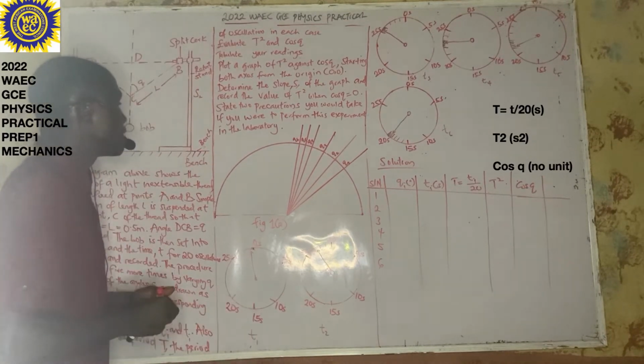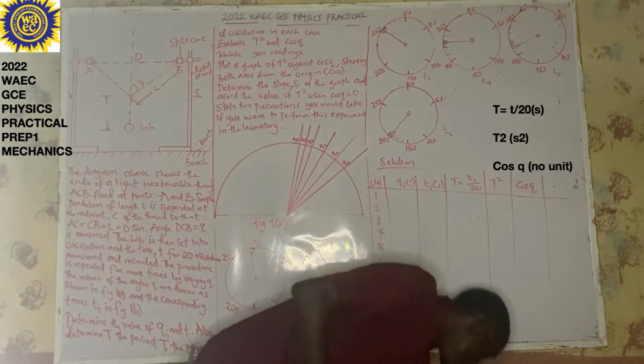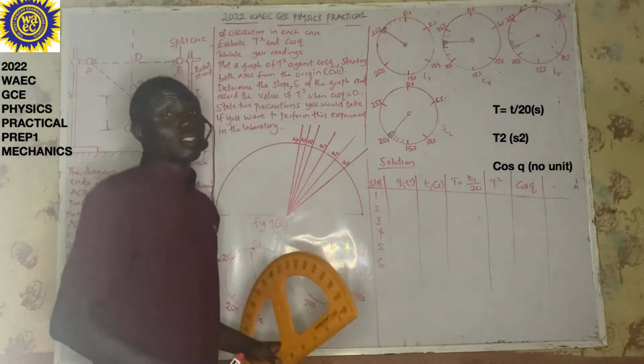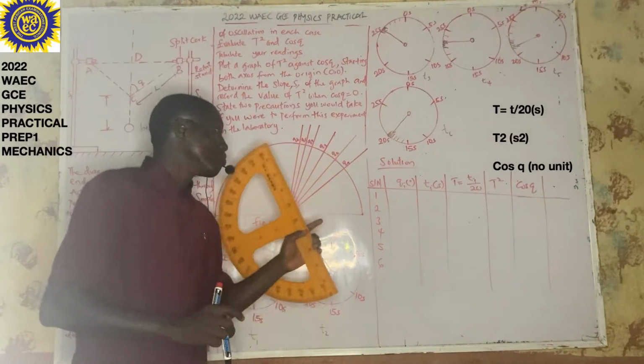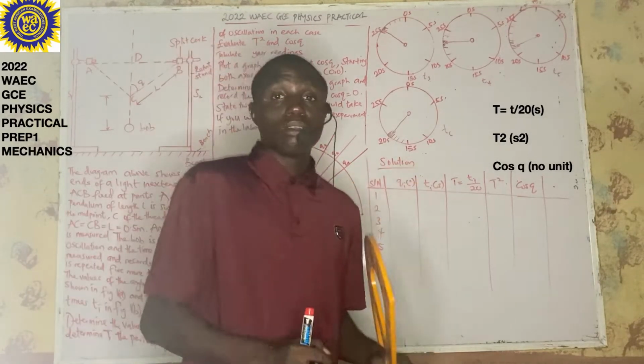Now we are given figure 1 to represent the Qi. The first thing is to take your protractor. If it is inside your exam, they will draw the diagram for you on the exam paper. You have to take along your mathematical set when you are going for physics practical.